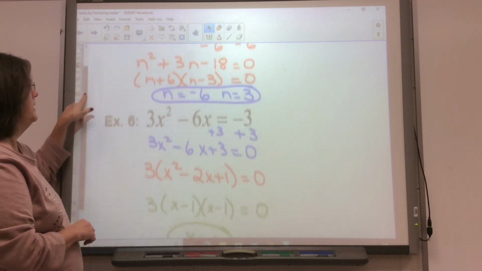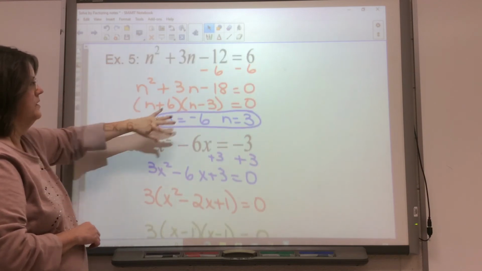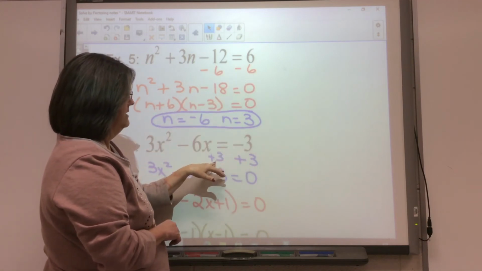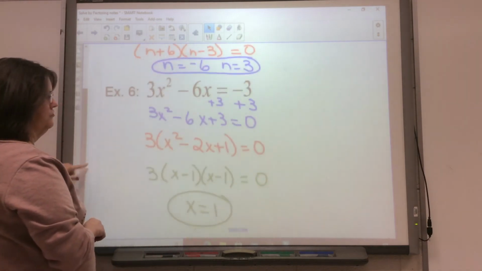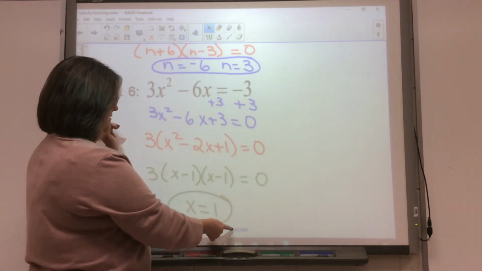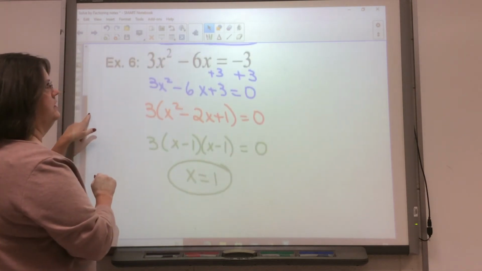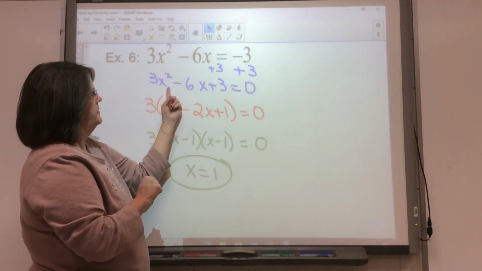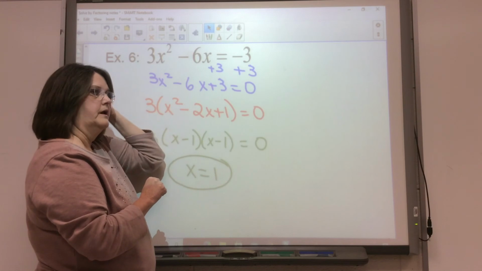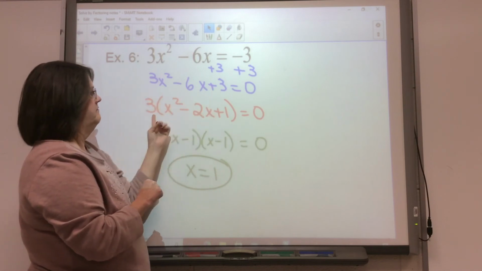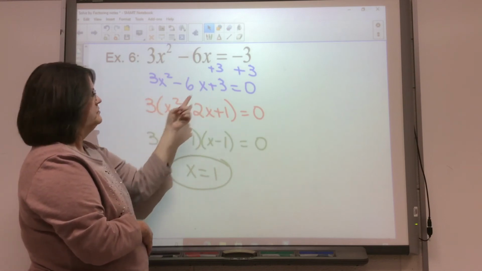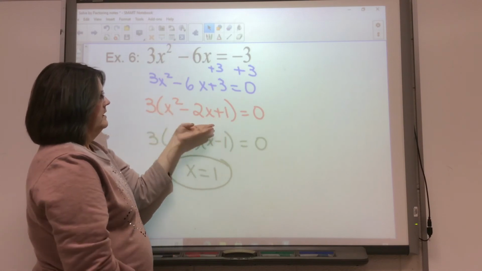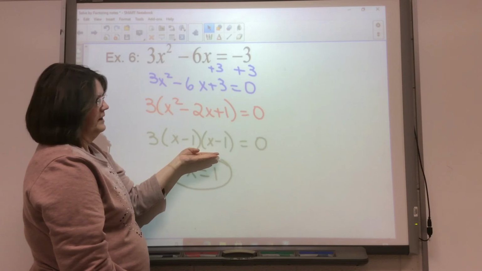Now the difference between this problem and this problem is this one has a like term to put this with. This one does not. So you still have to move this -3 over. So you move it over by adding it. And now my problem is 3x squared minus 6x plus 3. I factor out my GCF so that I can factor my trinomial. So I'll pull 3 out. That gives me x squared minus 2x plus 1. This becomes x minus 1, x minus 1.